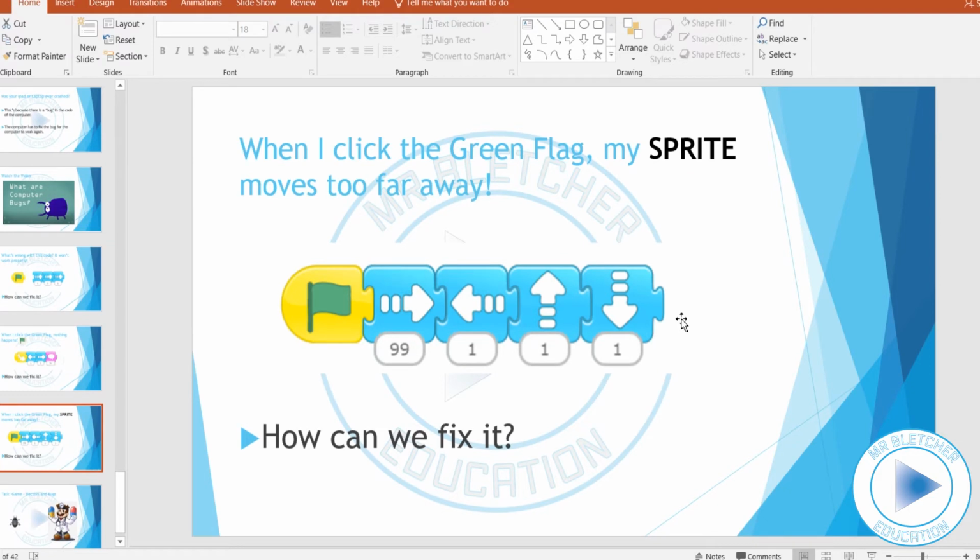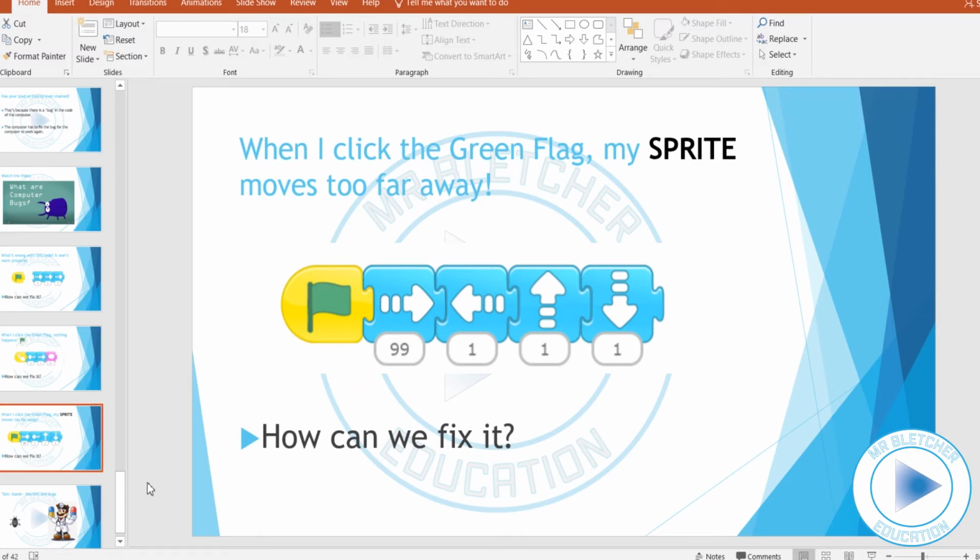Our third problem is when I click the green flag, my sprite moves too far away. Well, the structure of the code is fine. It's all together. We've got the right input. But we can see that this move is 99 and that's too high. It moves too far away for the user. So we can change that number back to 1 and that's how we fixed it. So the discussion that you have for the children could allow them to tick off that success criteria.